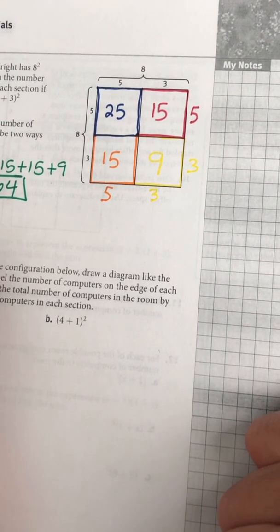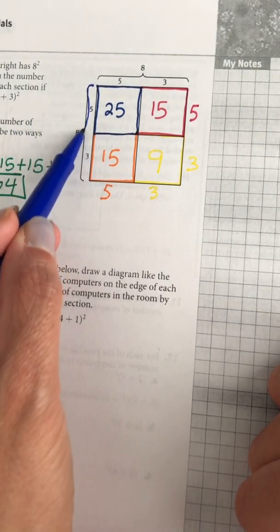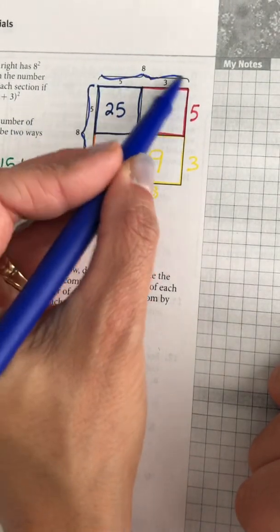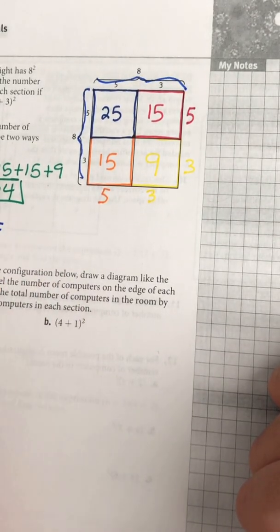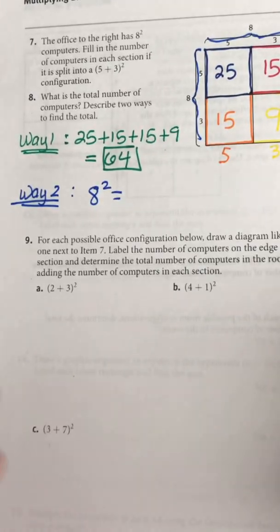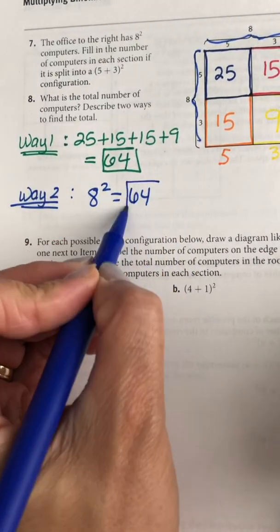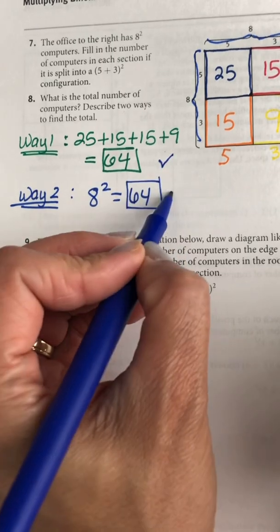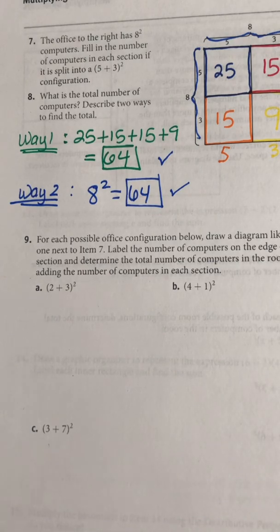Way 2, well, didn't they say that it was an 8 by 8? So can't we just do 8 squared? What is 8 squared? Oops, you guys can't see. 8 squared is 64. Check. Both the same. So, different ways to multiply and still get the same answer.